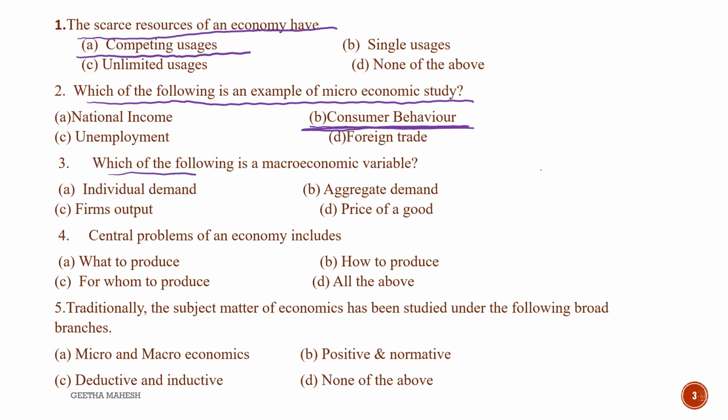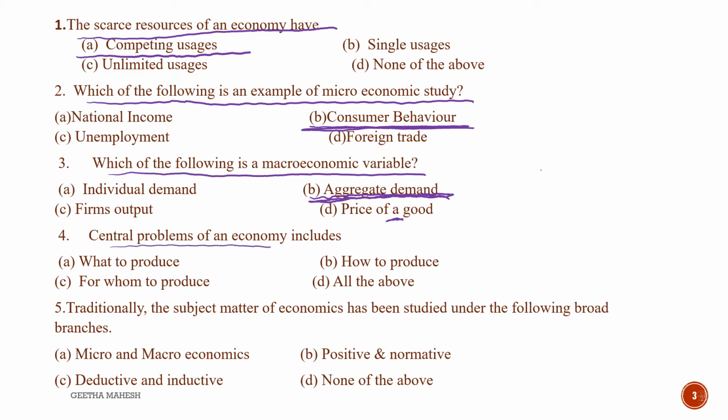Third one, which of the following is a macroeconomic variable? Individual demand, firm's output, price of a good. So definitely it is a microeconomic concept. As we know, macroeconomics deals with the aggregates. So aggregate demand is the right answer.